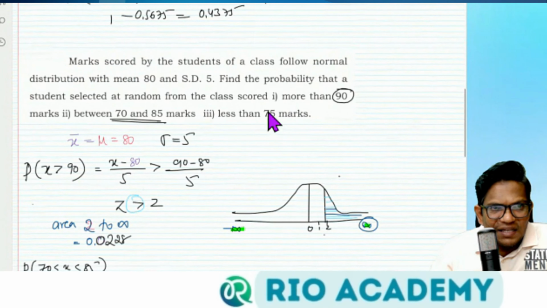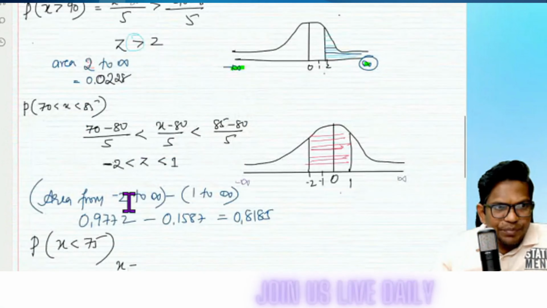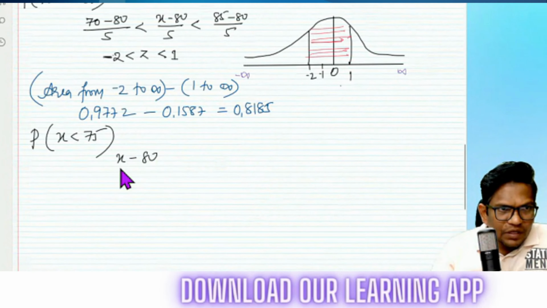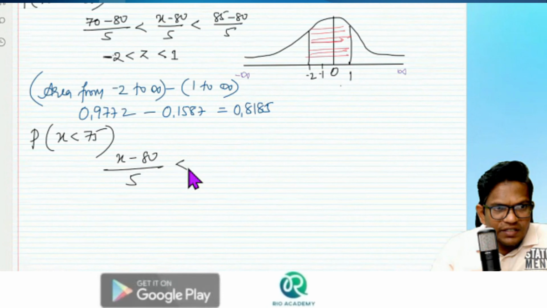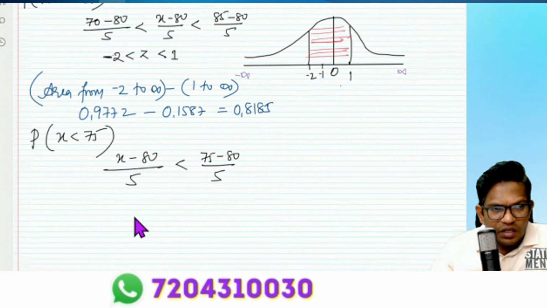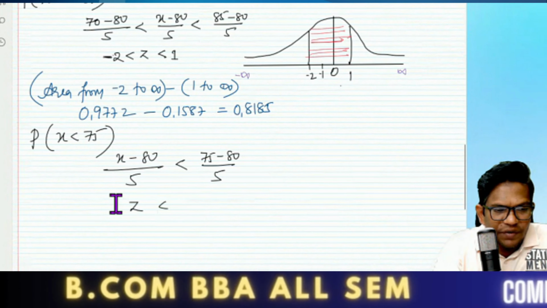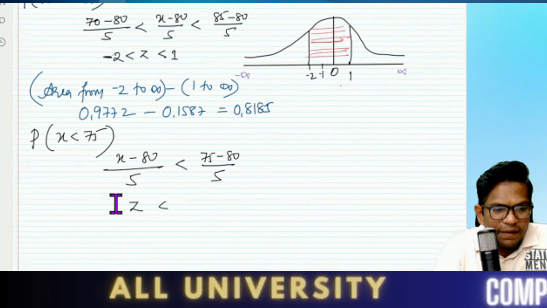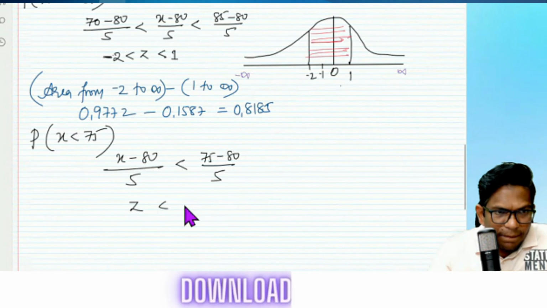Less than 75 marks. x minus mean, mean is 80, divided by 5, less than (75 minus 80) divided by 5. This will be Z less than (75 minus 80) divided by 5, which means it comes to minus 1.